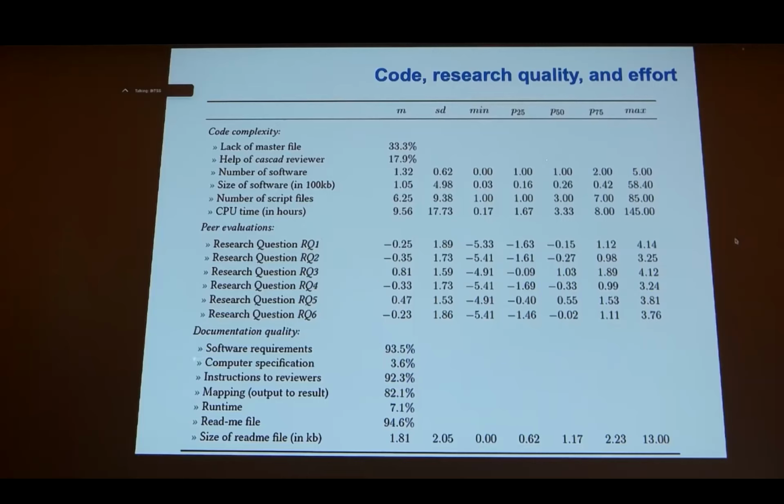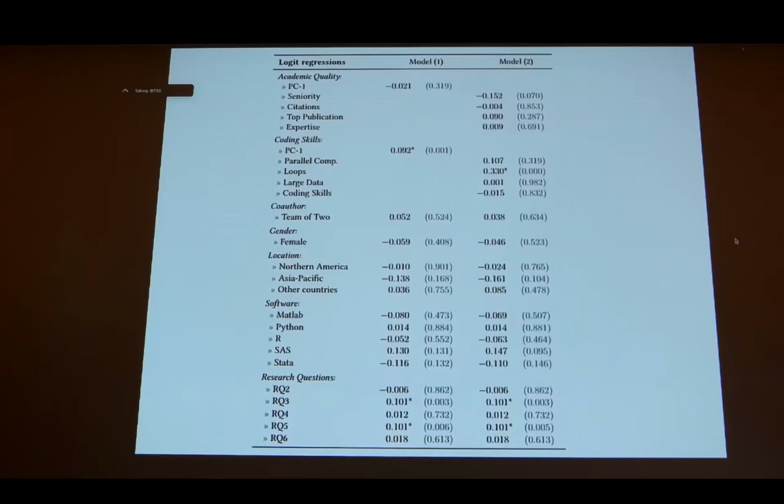Documentation quality: whether they provide information about the software requirement, the computer specification, instructions to reviewers, whether they help us to locate the results in the log file. Sometimes they don't and we struggle. Whether they mention the runtime, the quality of the README file, and the size of the README file. So a lot of information which we can plug in a regression analysis. And then again, we try to explain the level of reproducibility for every single result, 1008 data points here.